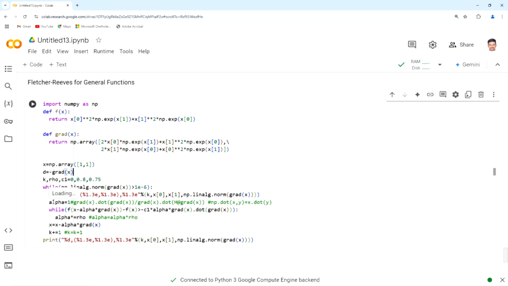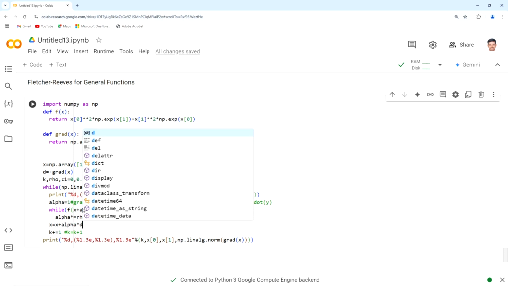Now the backtracking line search is the same, alpha equal to 1, and so here, instead of x minus alpha into G, I have to write x plus alpha into D, because that is going to change, and minus f of x. So, this will be C 1 into alpha into grad of x dot D. Okay. So, that needs to be changed, and this needs to be changed as well.